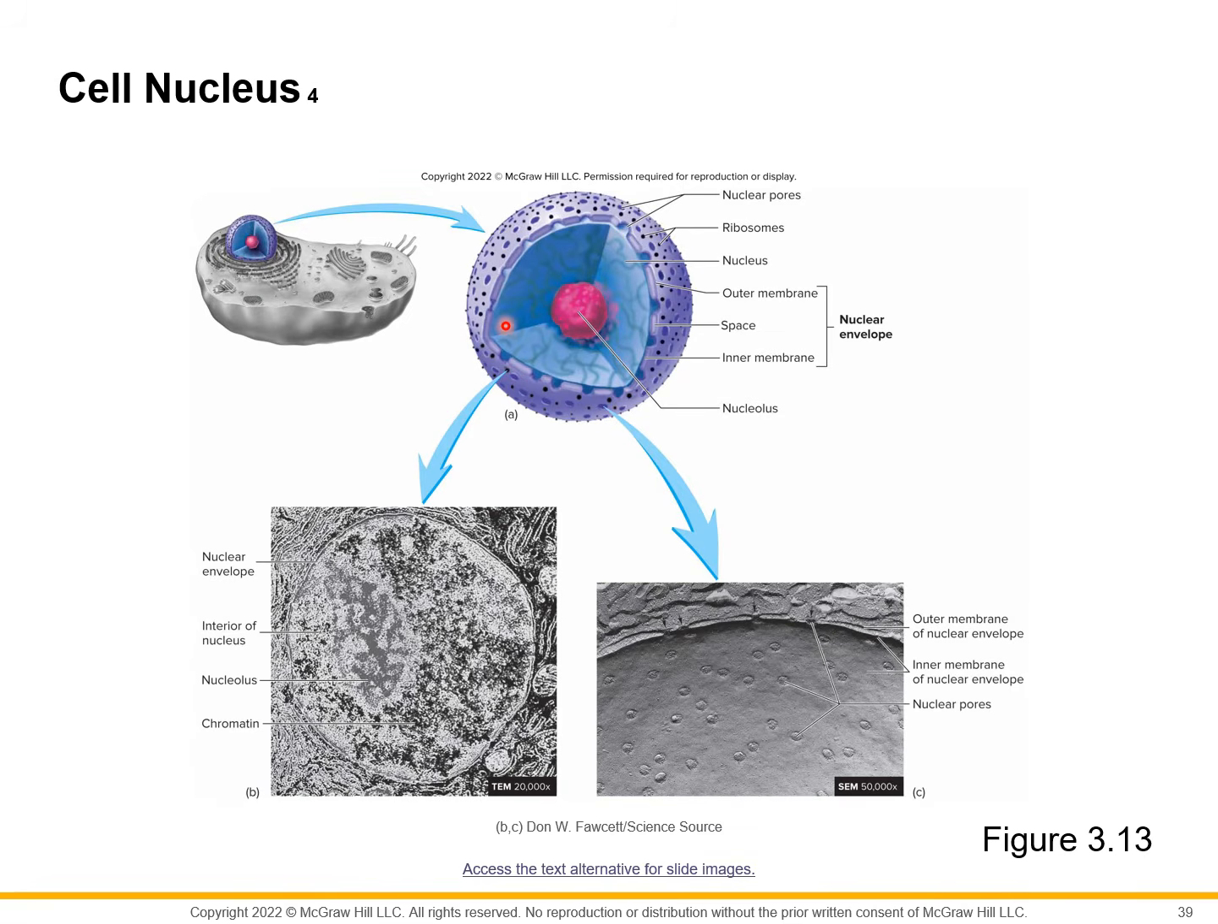This illustration shows us what a nucleus would look like, the nucleolus inside of it, and these dots on the outside, those are the nuclear pores. These photos right here are electron micrographs showing the actual appearance of these structures.